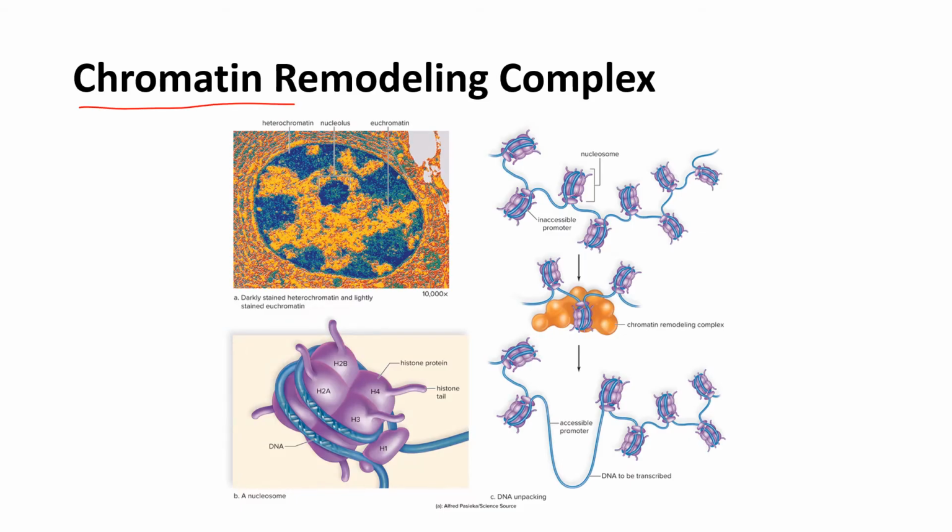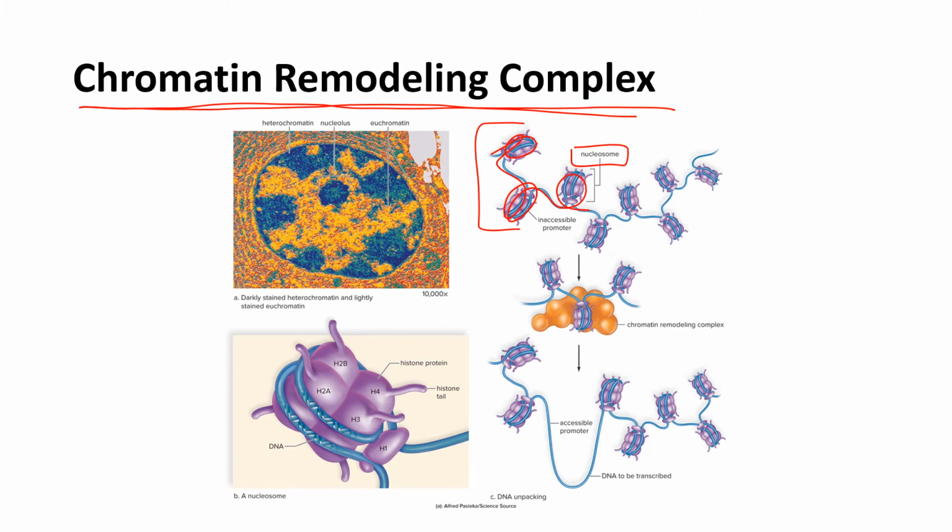The chromatin remodeling complex is a protein complex that is involved in converting heterochromatin into euchromatin. So this is a complex that is going to promote gene expression. So in this example, this is some heterochromatin. You have the DNA wrapped around the histones, the histone complexes, and this creates nucleosomes. So that's DNA wrapped around the histones.